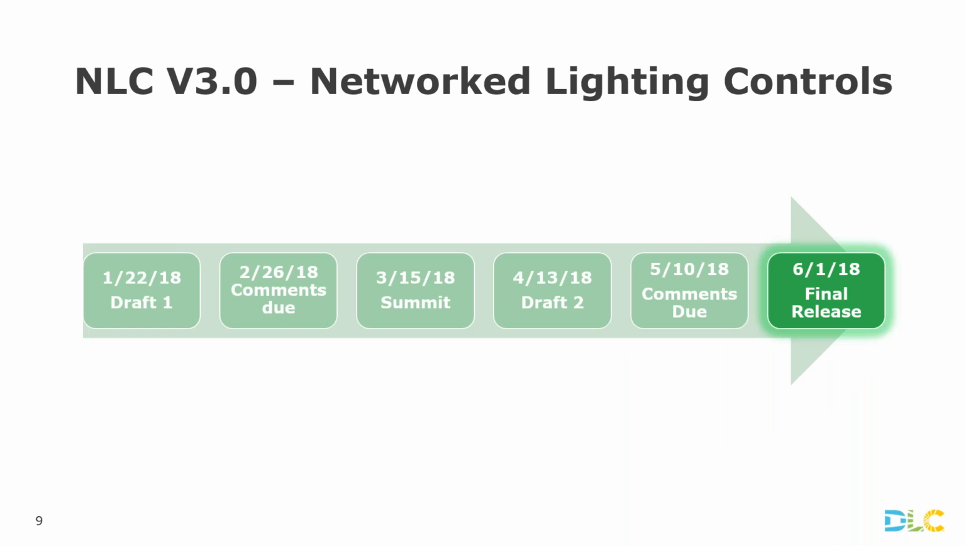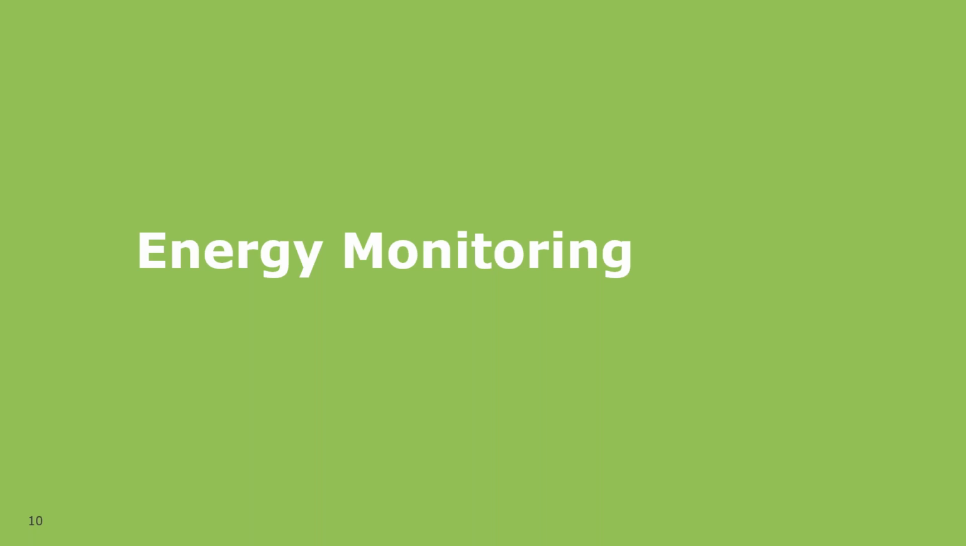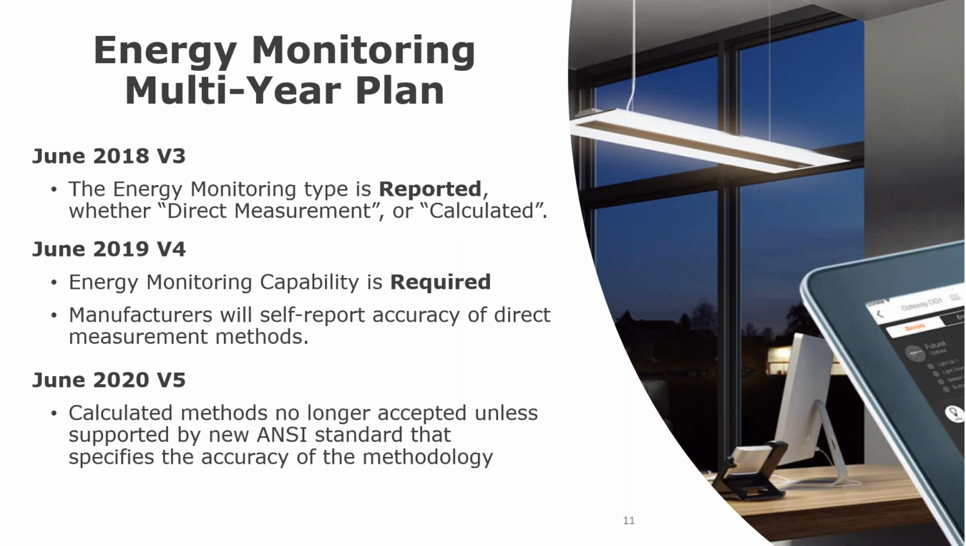This timeline summarizes the stakeholder engagement process for the update that began in January, ran through the spring, and was recently completed in June. The first update that I'll describe is energy monitoring. The technical requirement describes a multi-year plan for energy monitoring. This year, energy monitoring is reported like it was last year.